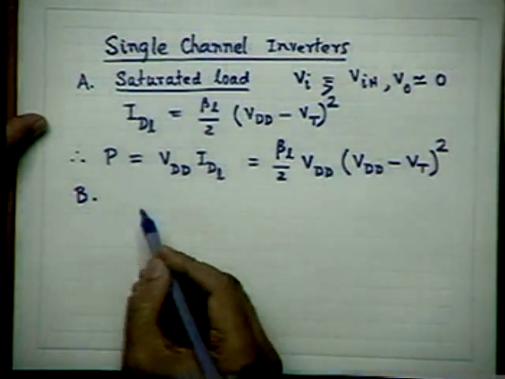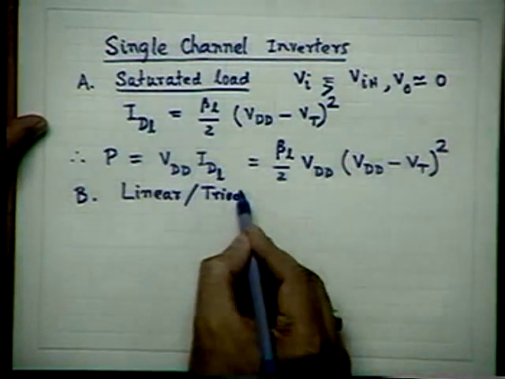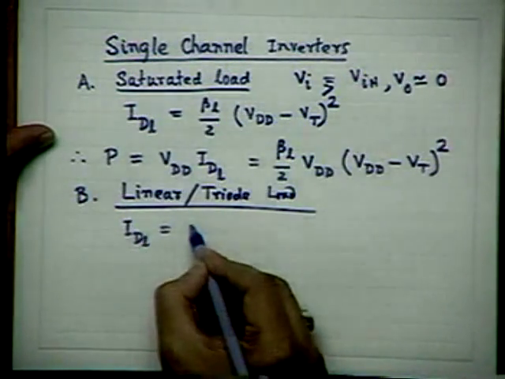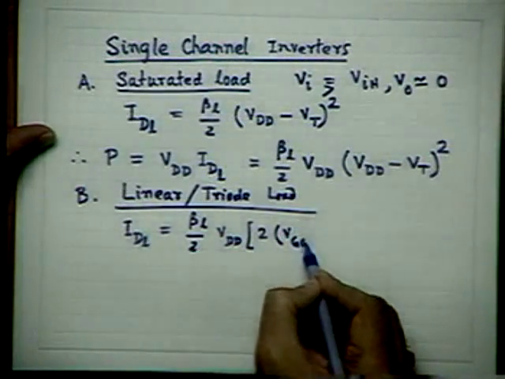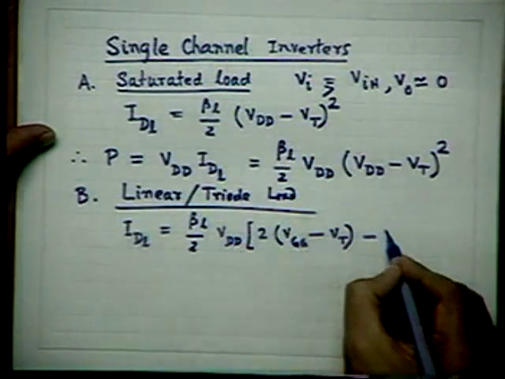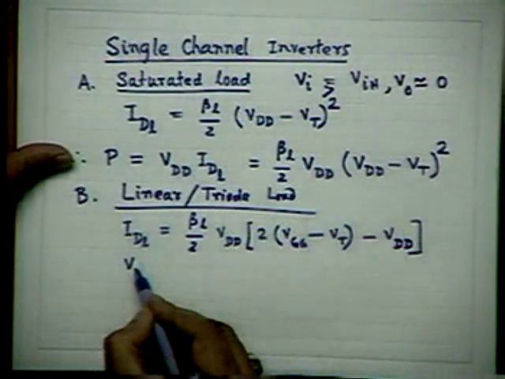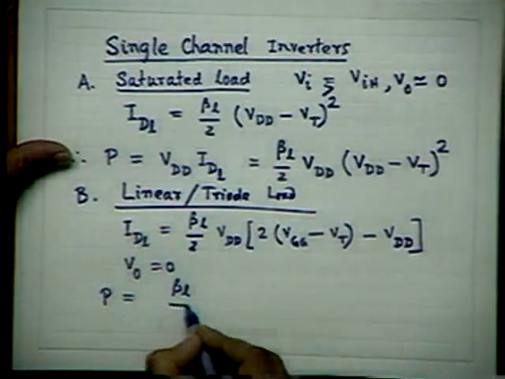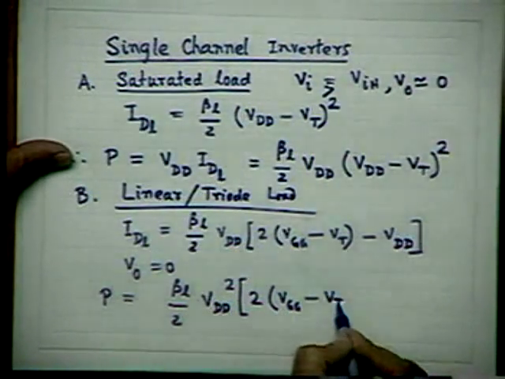Take the case of triode load or linear load. In this case, IDL is equal to beta L by 2 VDD into twice (VGG minus VT) minus VDD. Under the same condition, when V0 is equal to 0, the power dissipation is this multiplied by VDD, given by beta L by 2 VDD squared into (twice (VGG minus VT) minus VDD).